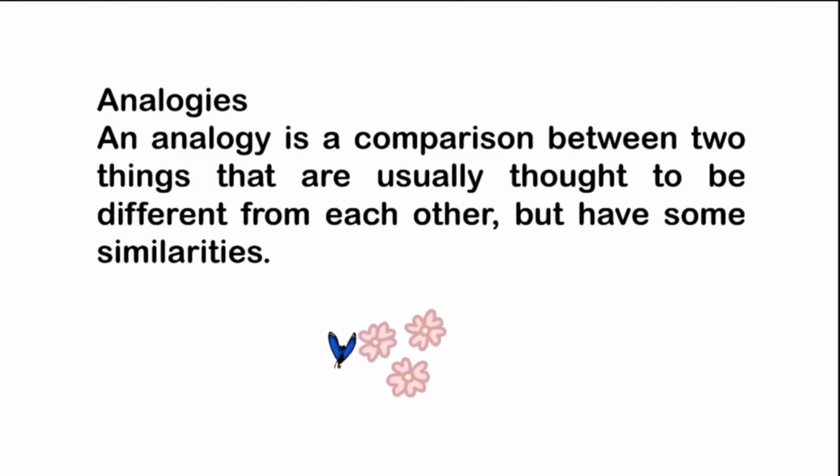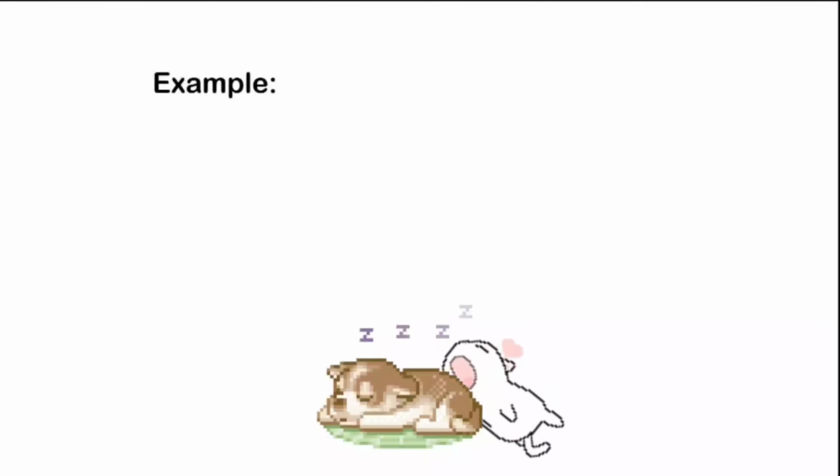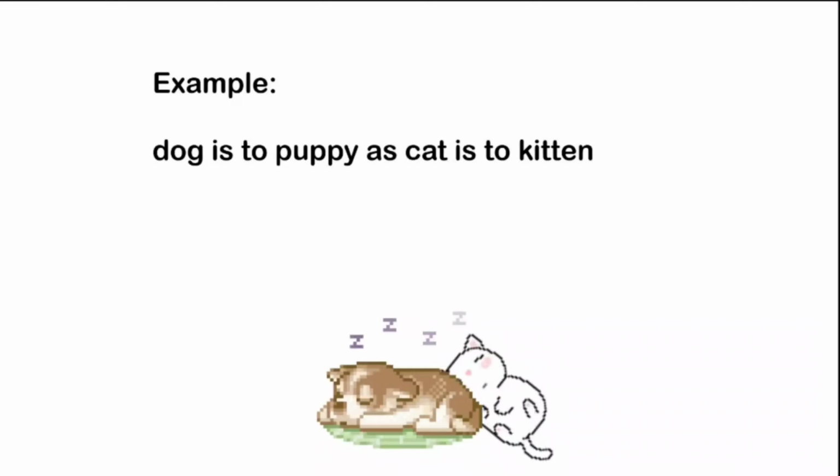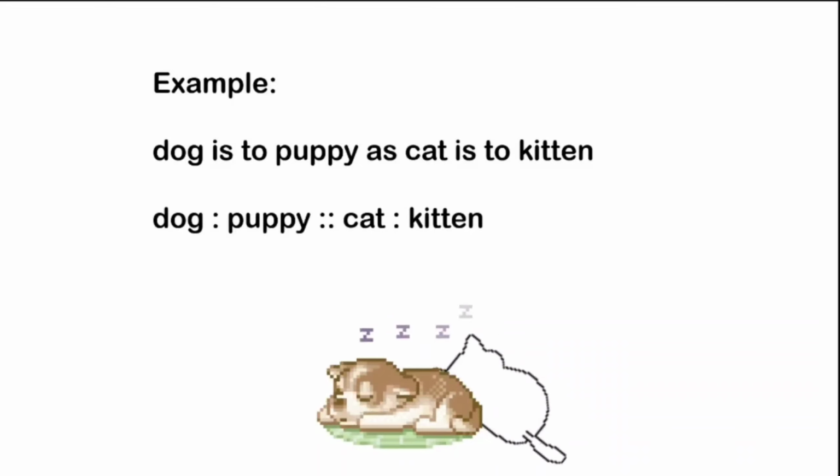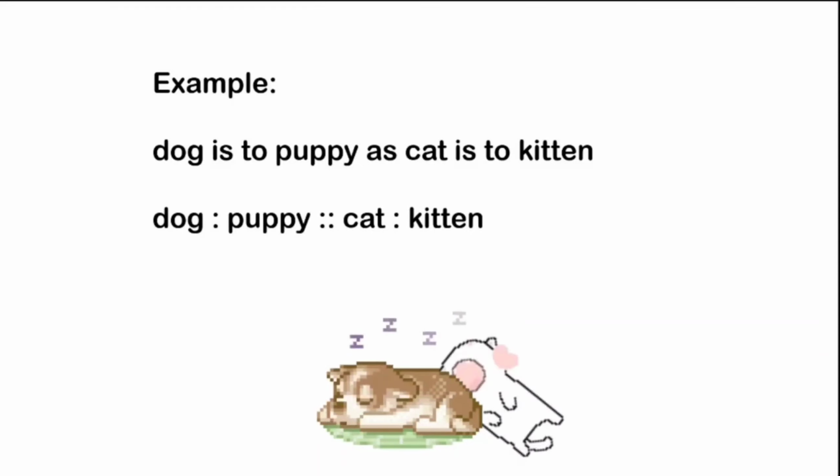Let us first define analogy. An analogy is a comparison between two things that are usually thought to be different from each other, but have some similarities. Like what I said earlier, honey is for bees and flowers are for butterflies. These are examples of analogy. Another example is dog is to puppy as cat is to kitten. For shortcuts, you can also write it with the example below.